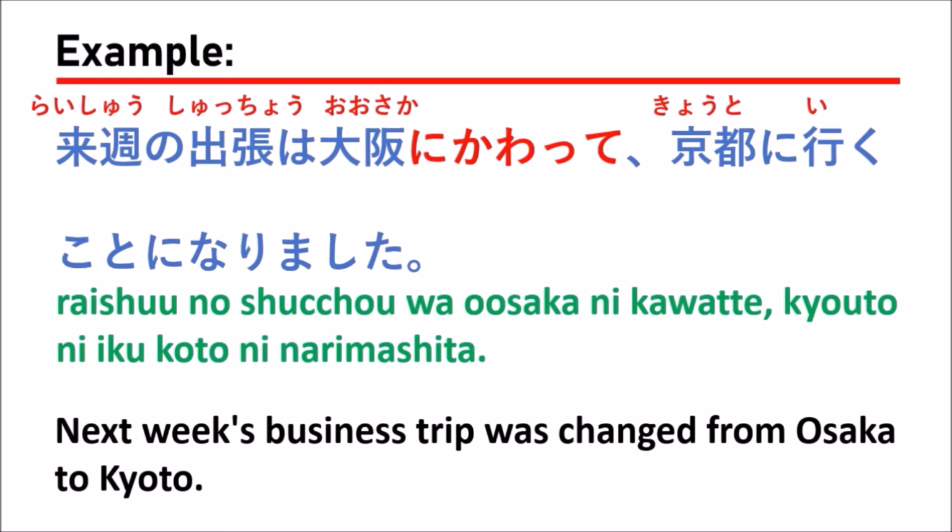In this sentence, you see that they use the city, right? Osaka city. In this they use the change, right? Change from Osaka to Kyoto. So Osaka に代わって means the change from Osaka. 京都に行くことになりました means the change from Osaka to Kyoto. The next example.